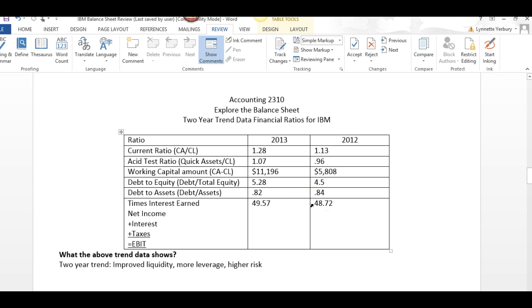This shows you how many times they could pay interest from their earnings. 48 times if you look at 2012, and 49 times 2013. So although they appear to be highly leveraged, it looks like they have adequate funds available to service that debt. So the two-year trend shows improved liquidity, but more leverage and probably slightly higher risk.